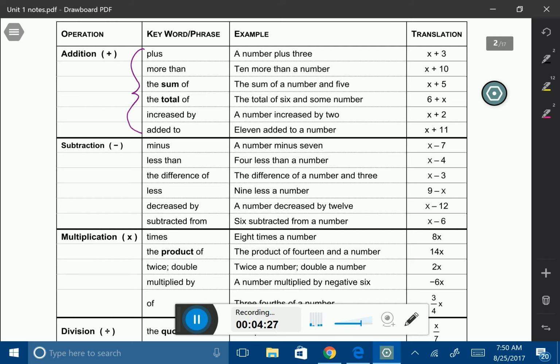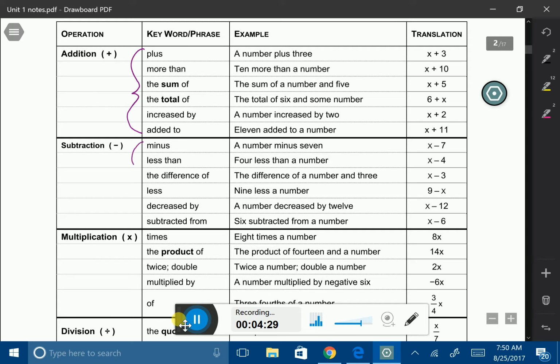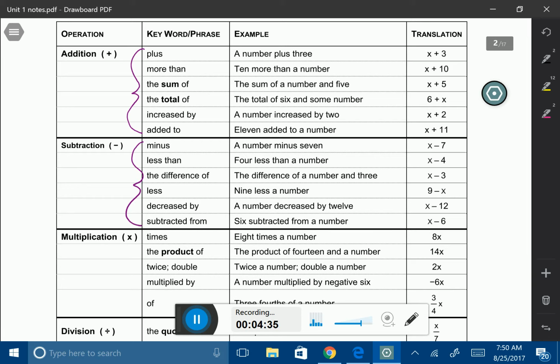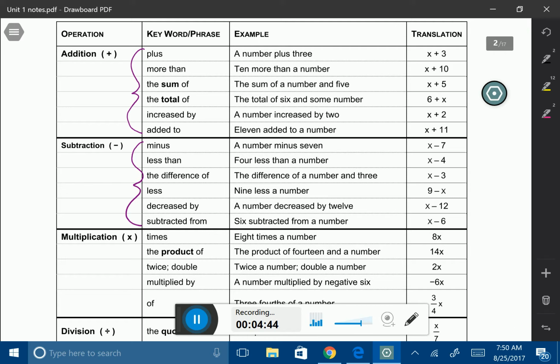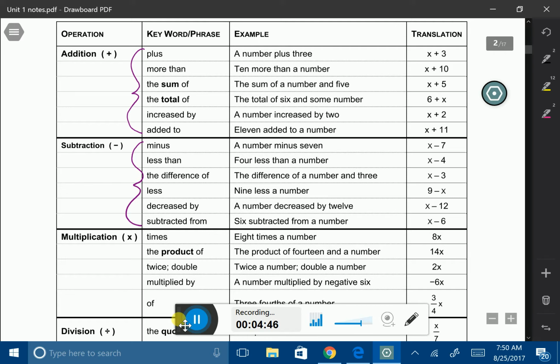Same idea for subtraction. Here are the ones that we most commonly use for subtraction: minus, less than, the difference of, less, decreased by, subtracted from. Those are all very common, like 3 minus 8. Well, that's subtraction. 3 less than 8, that's subtraction. The difference of. Difference is definitely a very common one, but also very misused. So keep your eye on the word difference. That means subtraction. And so forth.